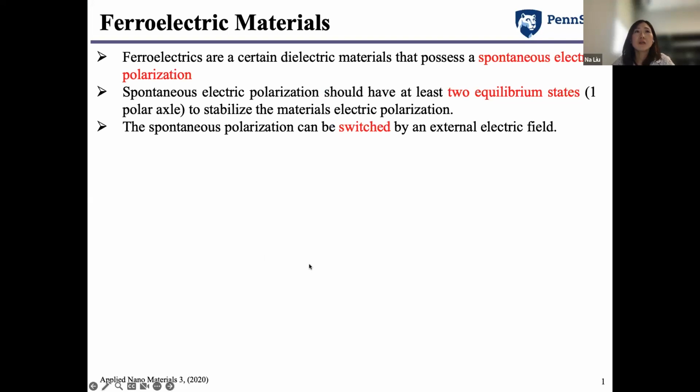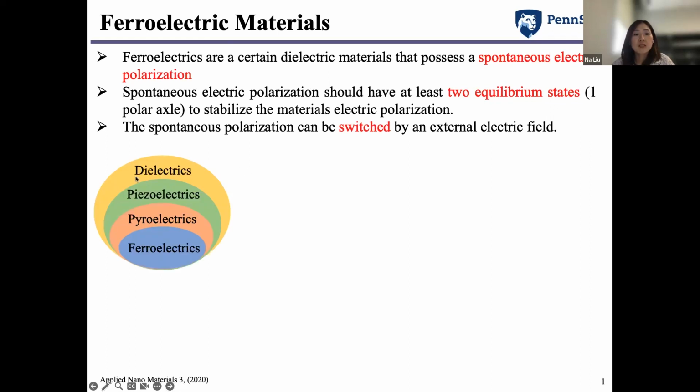Ferroelectrics are a certain dielectric material that exhibit a spontaneous electrical polarization. And these polarizations exhibit at least two equilibrium states in order to stabilize the material electric polarization. Additionally, those spontaneous polarizations can be switched by applying an external electric field.